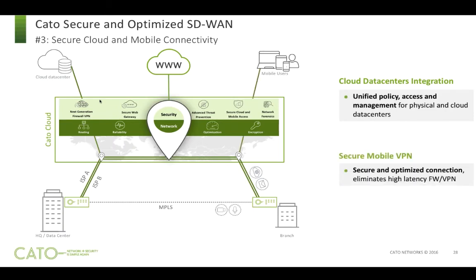And last are the mobile users. When mobile users are on the go, wherever they are in the world, they connect to their closest Cato POP, and they get optimized connectivity to the WAN. Think about your traveling users connecting from different countries, and they need to read emails. They need to connect to the data center for any kind of business application. They get an MPLS-like experience when they connect to the Cato network.